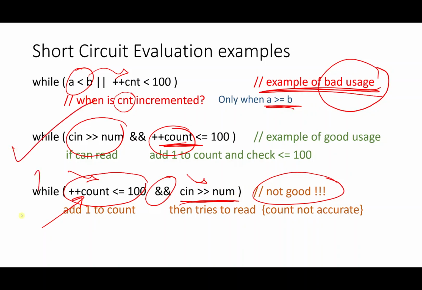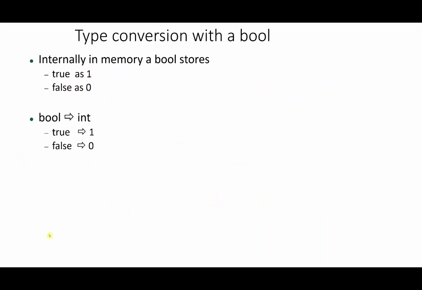So this is good, this is bad usage of the short circuit evaluation. Okay, so with the type conversion, as I said before, we have a strong intimate relationship between the character and int, right? As well, we have a strong relationship between the Boolean and the integer. Why? Because if you have Boolean true, this is going to be stored as 1 in the memory. If you have Boolean false, it's going to be stored as a 0.